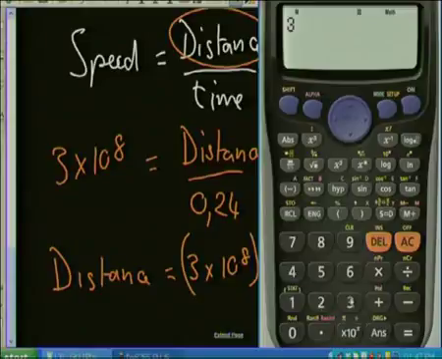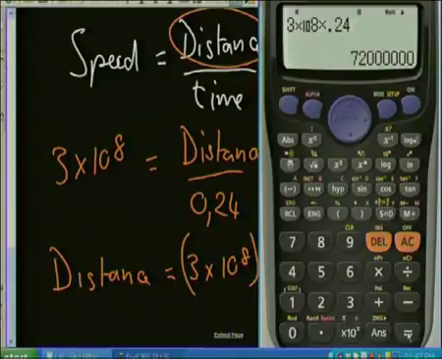So we get 3 exponent 8, 3 × 10⁸ multiplied by 0.24. And that gives me a really big number. Let's just see exactly what it is. If I change it to scientific notation, you can see there it's 72 million meters.